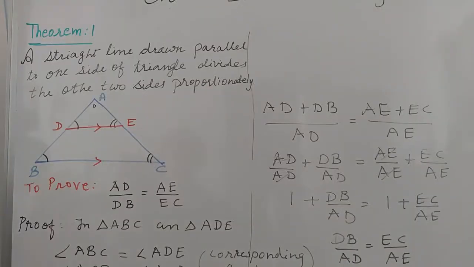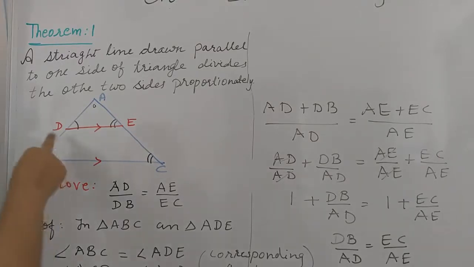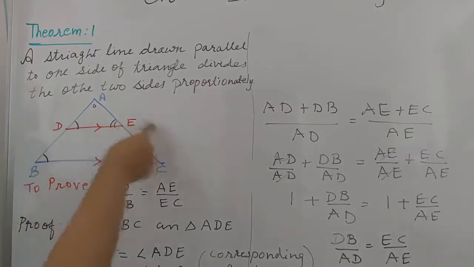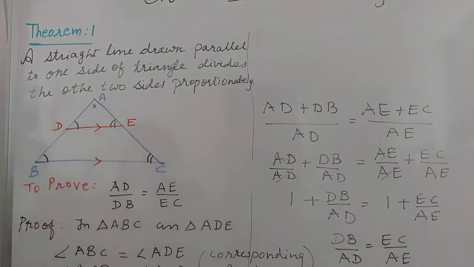Now students, the converse part of theorem number 1 is theorem number 2. If a line drawn is cutting the other two sides proportionally, then that line is parallel to the third side. So that is our theorem number 2, which is the converse part of theorem 1.